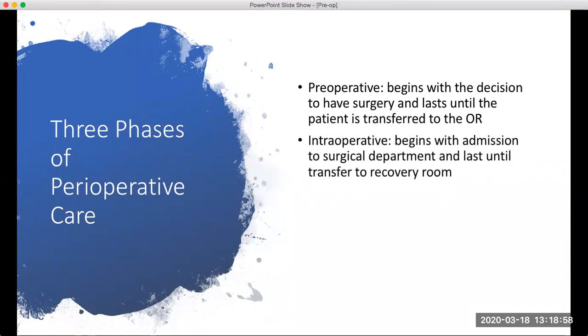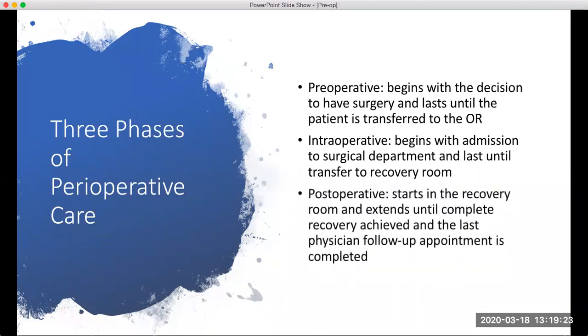And then we begin the intraoperative phase, and that starts with the admission to the surgical department and lasts until they transfer to the recovery room. We're not going to spend any time really talking about intraoperative care. There are a few little things that I would like for you to know. There's a video I'll have you watch. Those things will kind of cover our need to know on intraoperative care.